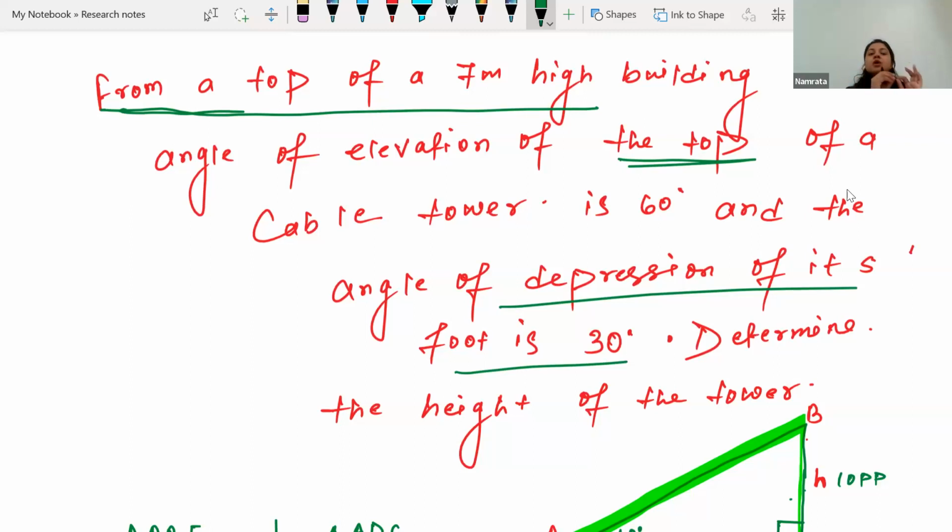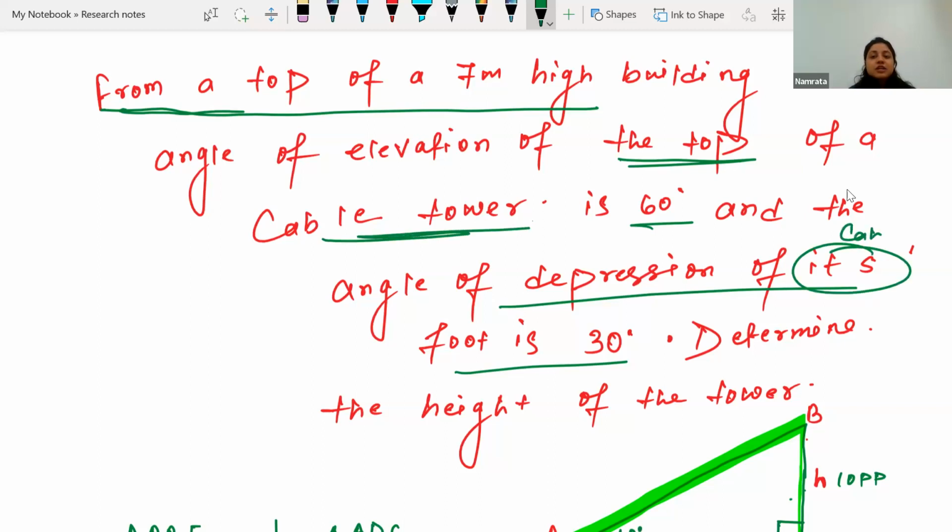So from the top of a 7-meter high building, the angle of elevation of the top of a cable tower is 60 degrees. So there is a cable tower. From the top of the building, we draw the angle of elevation. As we know, elevation means it will go up. And the angle of depression, from the top of the 7-meter high building only, will be 30 degrees. Angle of depression of its foot, meaning the cable tower's foot.